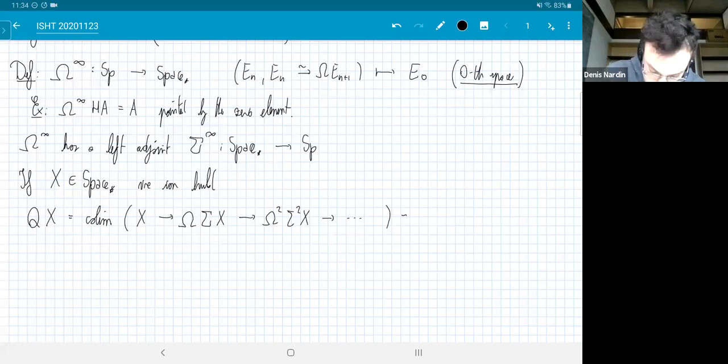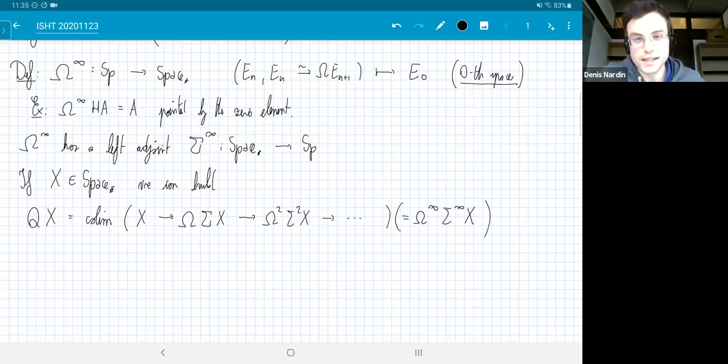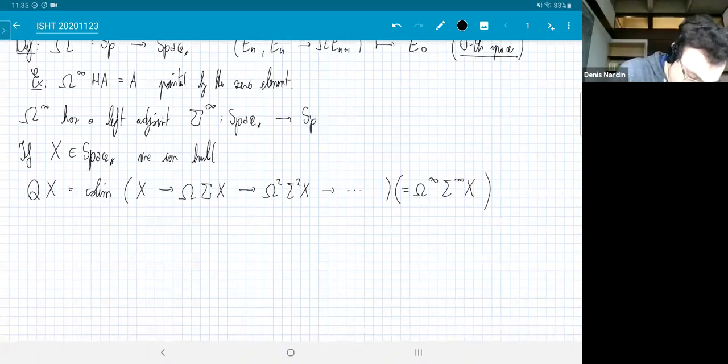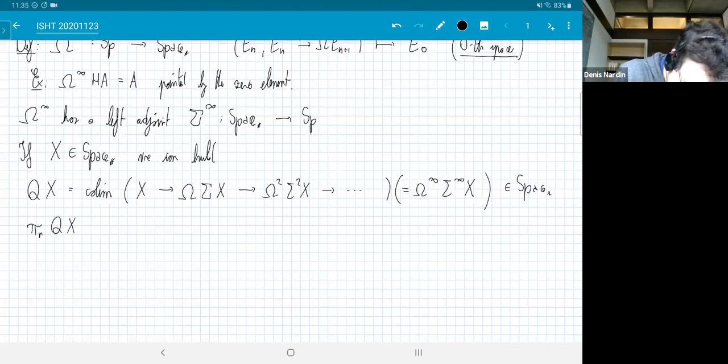And for reasons that will become clear, well, okay, this is clear why I want to call this, but the notation is going to be rigged. So this is going to be something you prove, not something you define as notation. And this space here is also a pointed space, and has the property that pi n of QX is the same as the stable pi n of X.